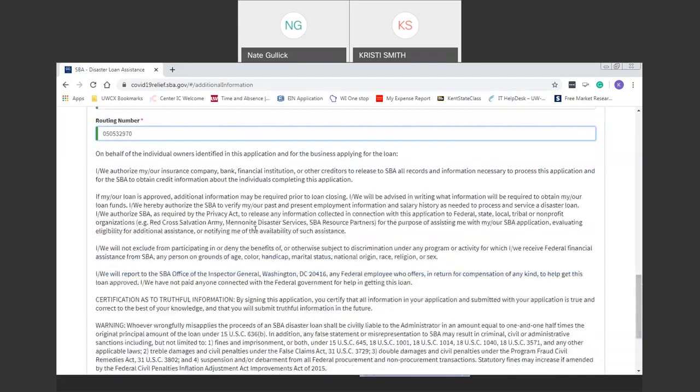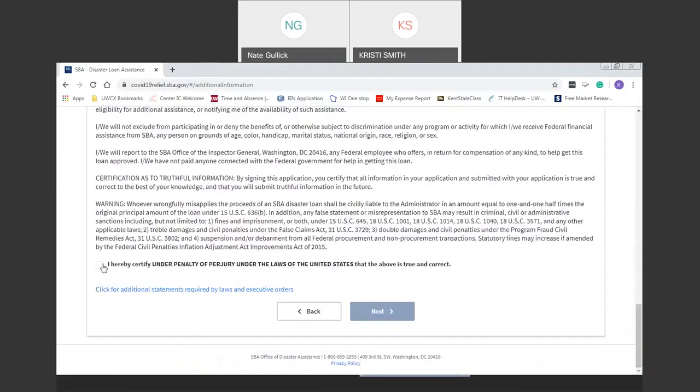Down here below, there's quite a bit of information. You're authorizing the SBA to look into additional information from your insurance company, your bank, financial institution, in order to fully process this loan application. I would really encourage everyone to read this fully and understand what it's asking before clicking I certify that the above is true and correct. Go ahead and click next at that point.